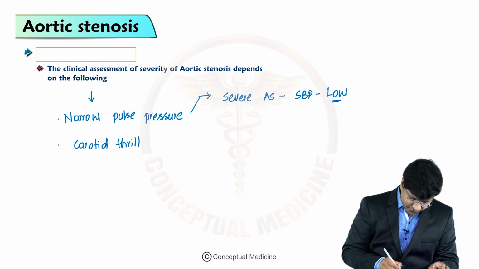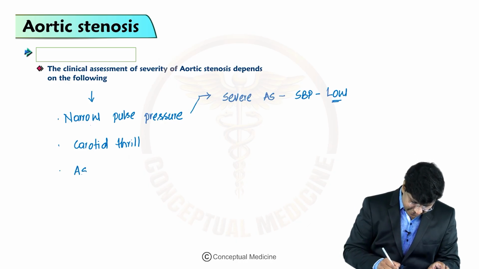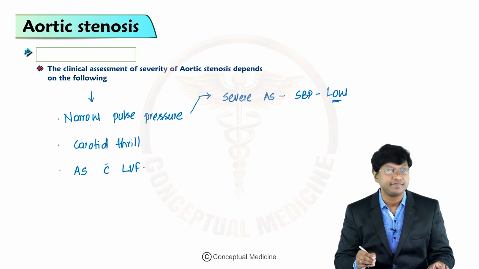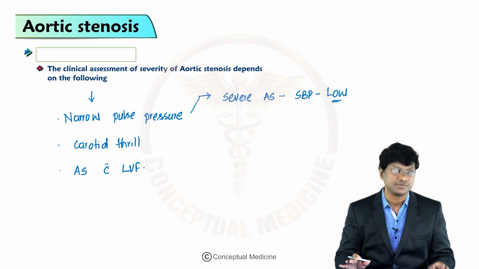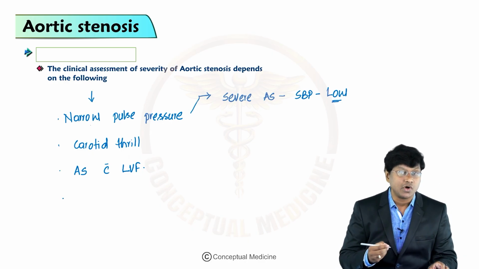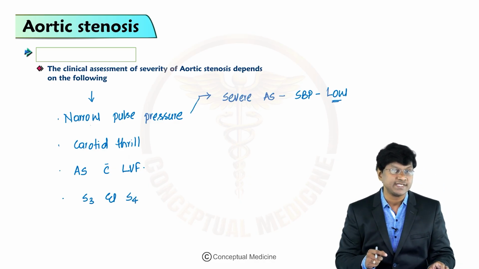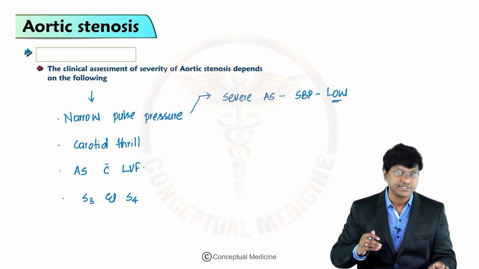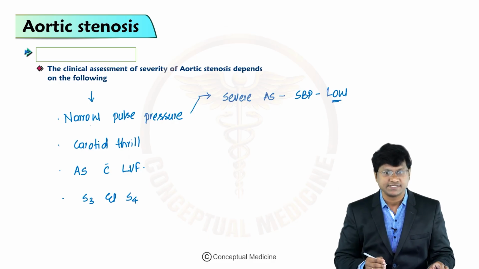Okay. Then, clinically, if patients with aortic stenosis are symptomatic, aortic stenosis with left ventricular failure, that also tells you that the individual has severe aortic stenosis. And the auscultatory sounds, that is the presence of S3 as well as S4. So when will you be able to listen to S3 and S4? Only when the individual with aortic stenosis has developed congestive heart failure. That is the point when you will listen to S3 as well as S4.